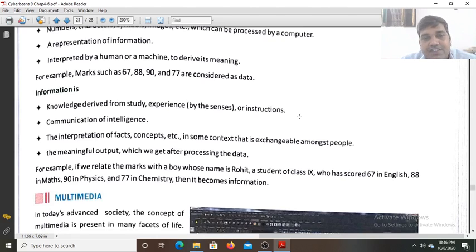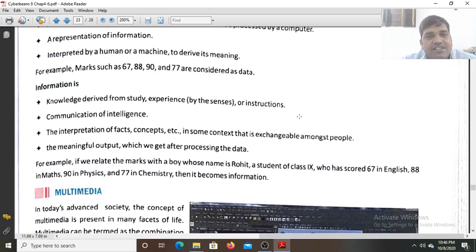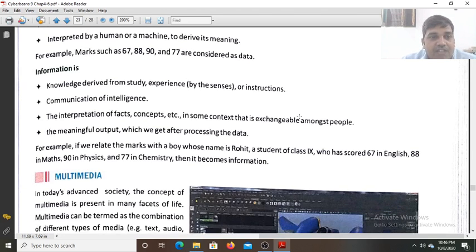So that is artificial intelligence used in the computer to interpret the data. For example, marks such as 67, 88, 90 and 77 are considered as data. And what is the information? Information is knowledge derived from study. So after studying all the data, the knowledge you acquired, that is information. Information is knowledge derived from experience, by the senses or instructions.